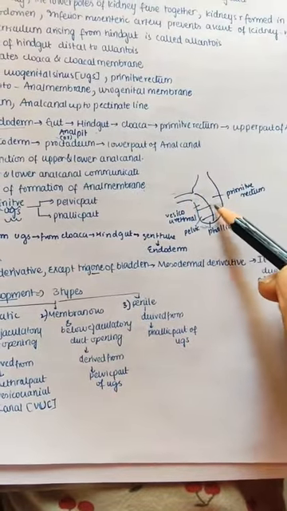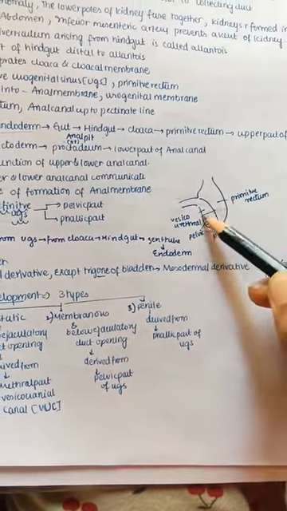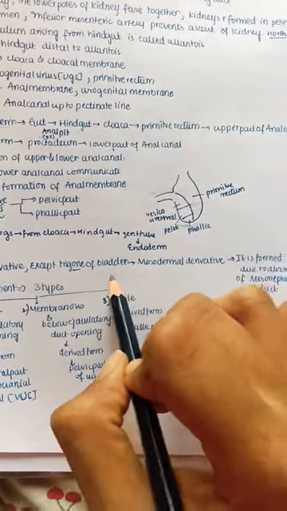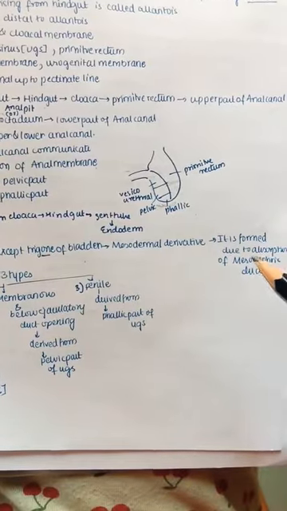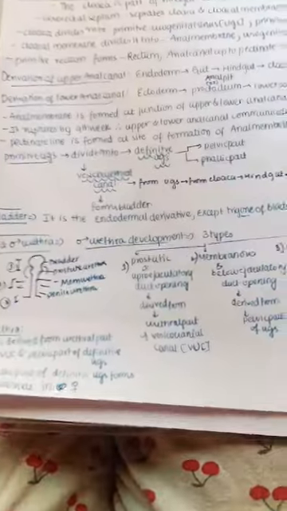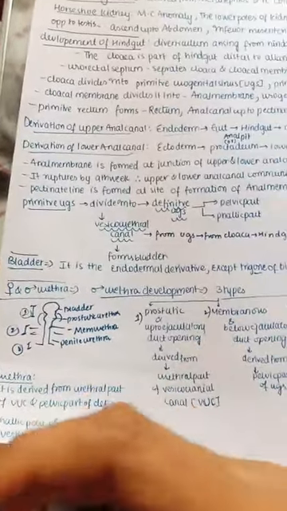As we said here, the upper anal canal is of endoderm, the lower is of ectoderm. So here we are saying the bladder is of endoderm, except the trigone of the bladder, because the trigone of the bladder is a mesodermal derivative, that is, it is formed due to the absorption of the mesonephric duct. So now let us see the male and female urethra.